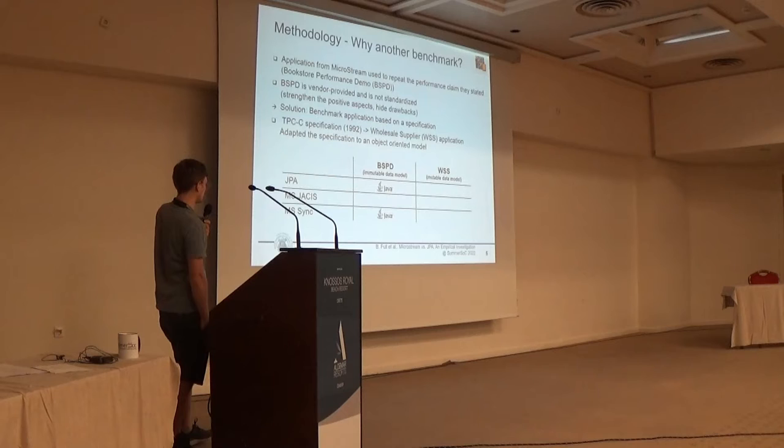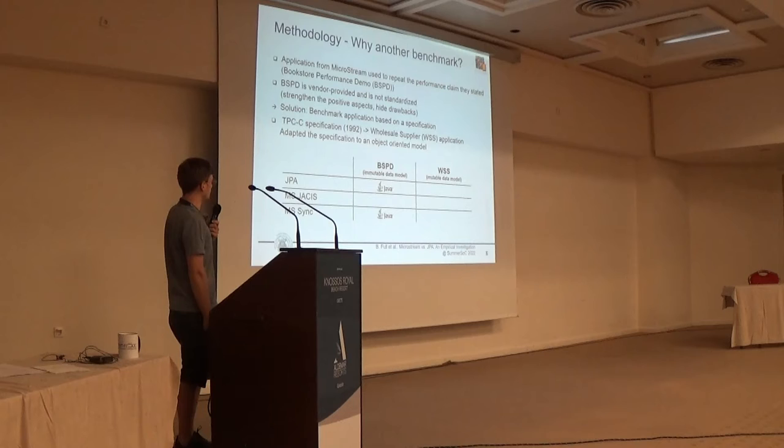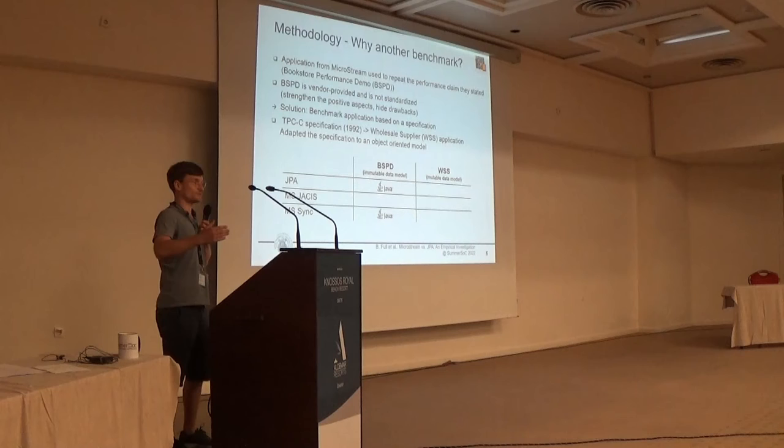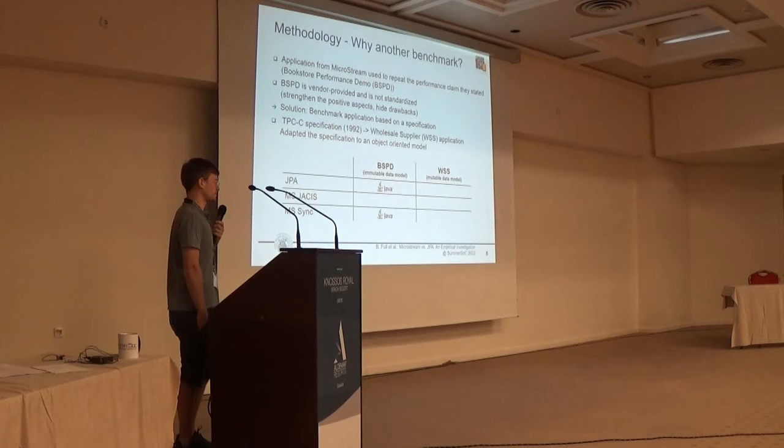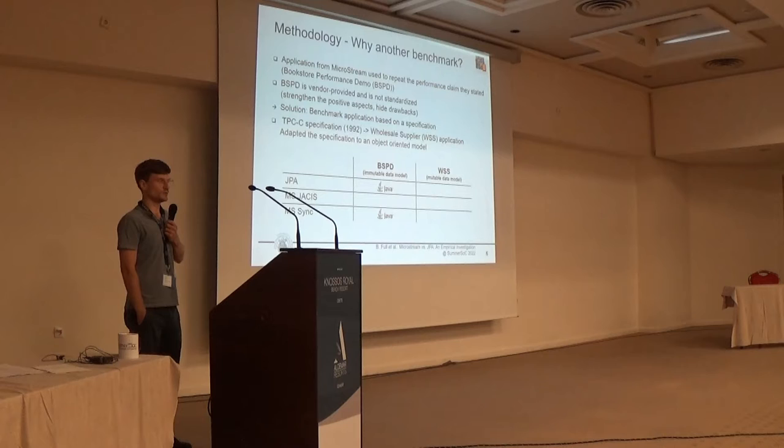I want to shortly explain this table. So we have the two applications, this bookstore performance and the wholesale supplier. The bookstore performance from the vendor has an immutable data model, so basically they do not need concurrency built into their solution. They have immutable data, and the only thing they do is reading data. What we did, we implemented this wholesale supplier, and as you could imagine, wholesale supplier has a mutable data model.